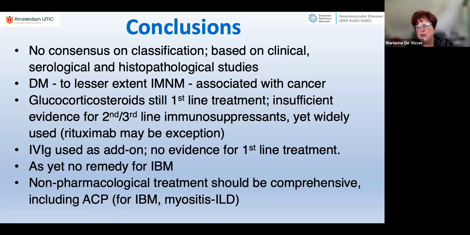There is insufficient evidence for second and third line immunosuppressants, but they are widely used, and rituximab may be an exception. IVIG can be used as add-on. There is no evidence for first-line treatment. As yet, unfortunately, no remedy for inclusion body myositis, and non-pharmacological treatment should be comprehensive, including advanced care planning, in particular for IBM and myositis associated with ILD.